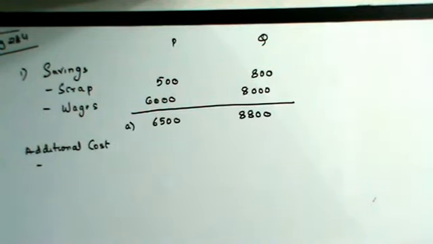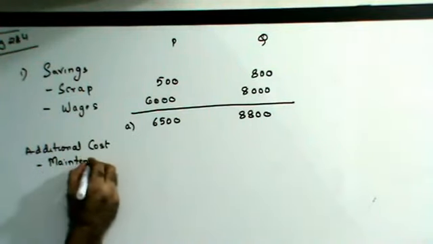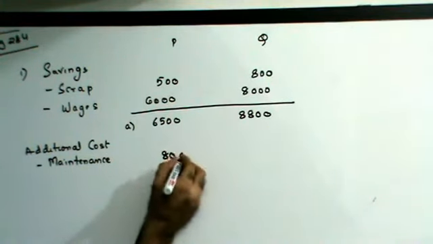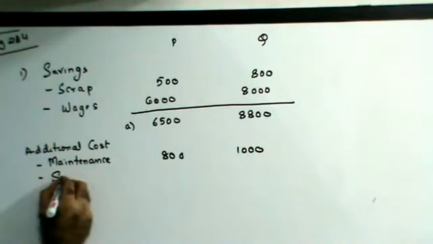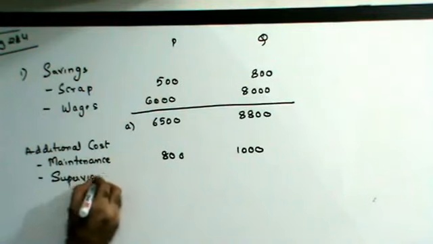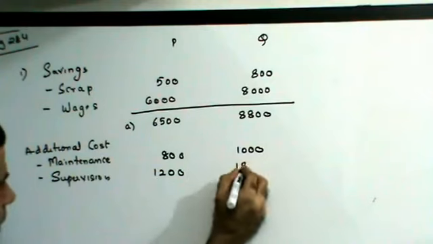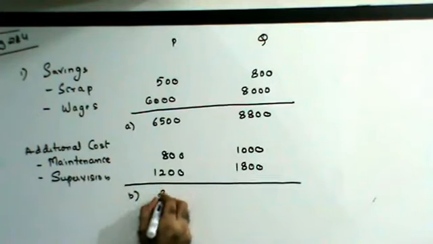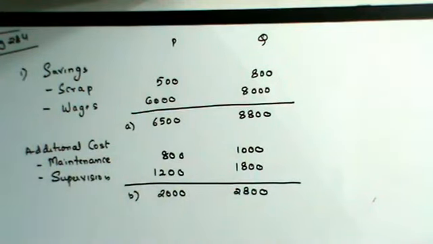Next, additional cost. The additional cost of maintenance is 800 rupees and 1000 rupees. Additional cost of supervision is 1200 rupees and 1800 rupees. So my additional cost is going to be 2000 and 2800. Once I have this, then I can find out my cash inflow.